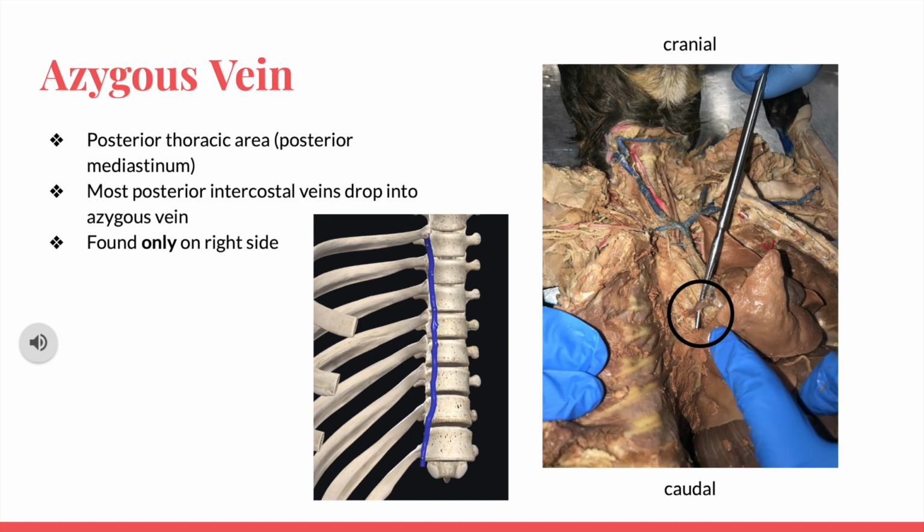This vein is found only in the right side of the region, so make sure that that is the side you are looking in if you get the chance to dissect. Do not get confused during a dissection by looking for this vein on the left side. This is the final vessel for the thoracic region that we will be discussing. Next, we will talk about the vessels in the upper limb.